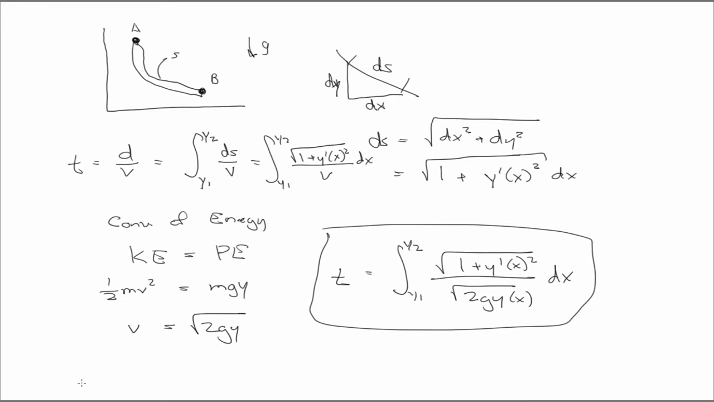So we want to minimize T. We're going to solve this equation for minimum T, right? How do you do that? That's how you minimize a function. But what we have here is an integral, or a functional, a function of a function.